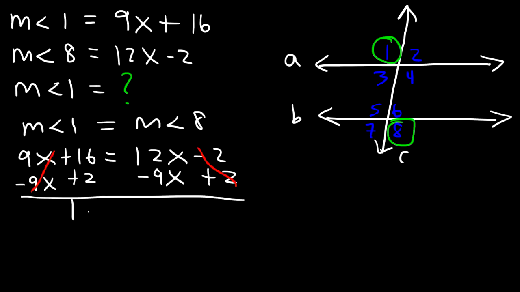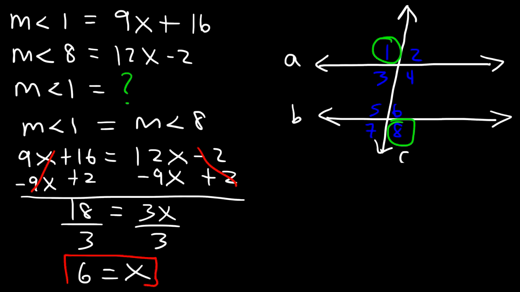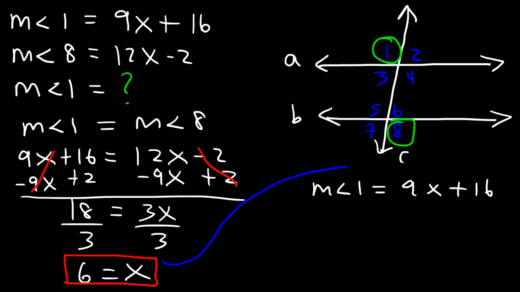16 plus 2 is 18. 12x minus 9x is 3x. 18 divided by 3 is 6. So x is equal to 6. Now that we have the value of x, we could find the measure of angle 1. Angle 1 is 9x plus 16. So now let's replace x with 6.